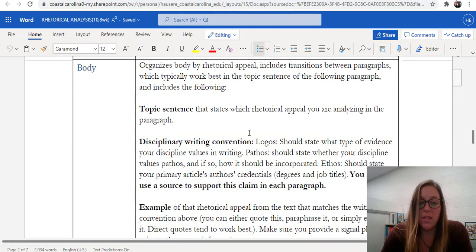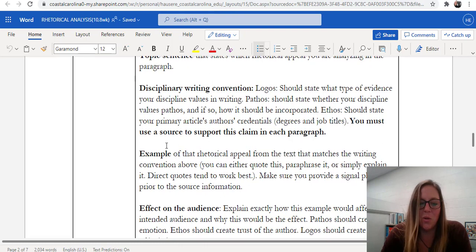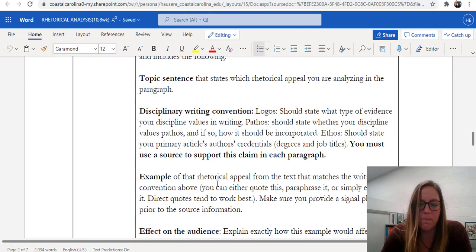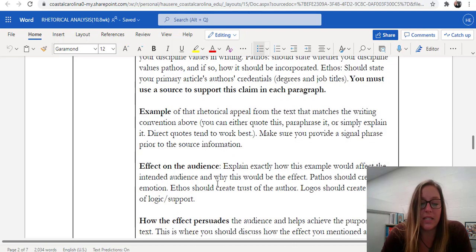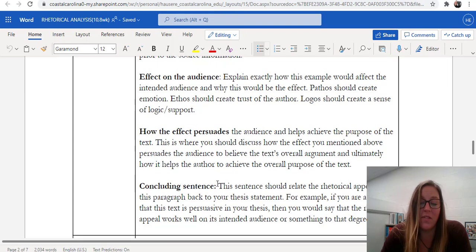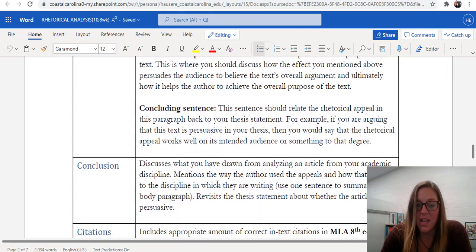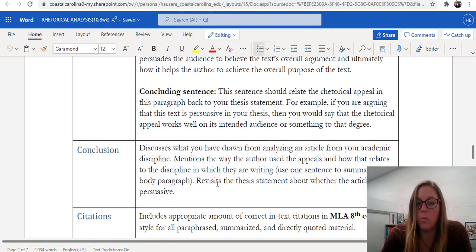This is really important. These are all the different elements that you must include in each body paragraph. Following this order is probably the best idea, but you can switch up these two if you feel like that's necessary. You have to have a topic sentence, a disciplinary writing convention, an example, an analysis of the effect on the audience, how the effect persuades the audience, and a concluding sentence. And then you can move on to the next rhetorical appeal paragraph.